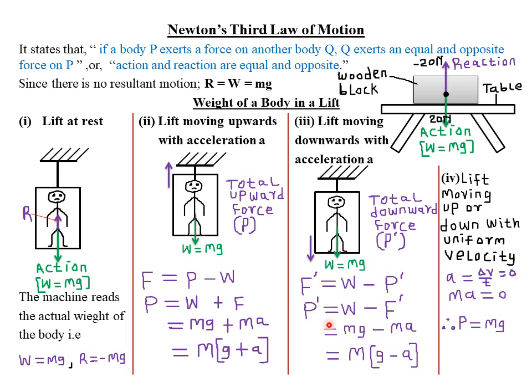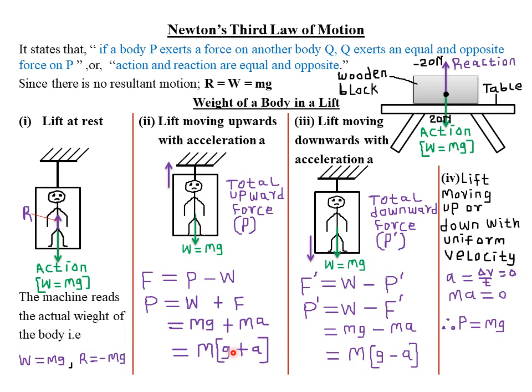Therefore, P is equal to mg minus ma. Then, of course, we factor out the mass because it is common. Therefore, the reading of the machine, when the lift is moving downward, shall be given by m into (g minus a). In this case, usually a is smaller than the acceleration due to gravity. So if you are given a question involving a lift moving downward with an acceleration a, you just use the formula: the total downward force is equal to m into (g minus a).